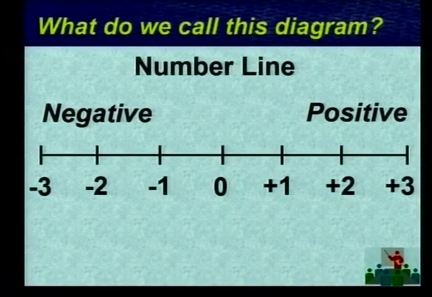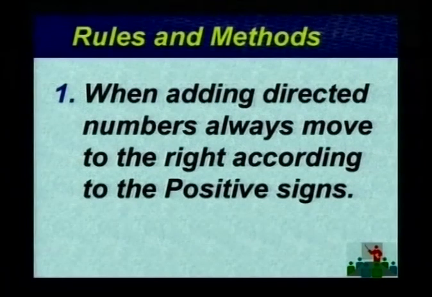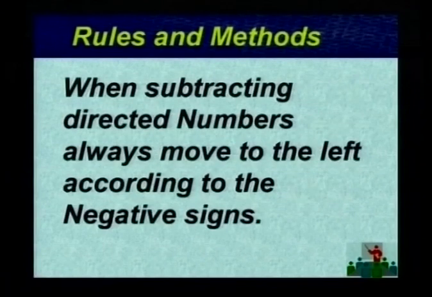Rules and methods for adding or subtracting directed numbers. Number one, when adding directed numbers, always move to the right according to the positive signs. That's the first point that we got to remember, or the rule for adding directed numbers. Next one, when subtracting directed numbers, always move to the left according to the negative signs.